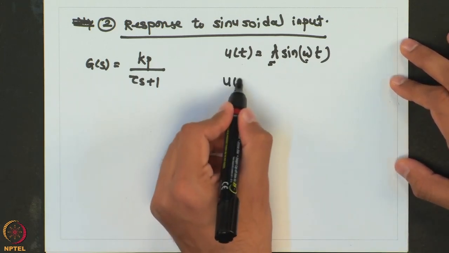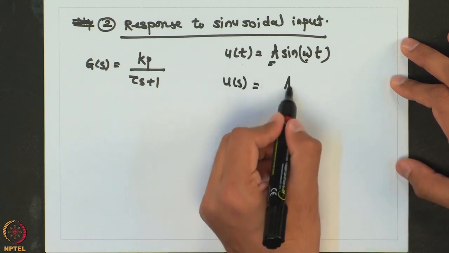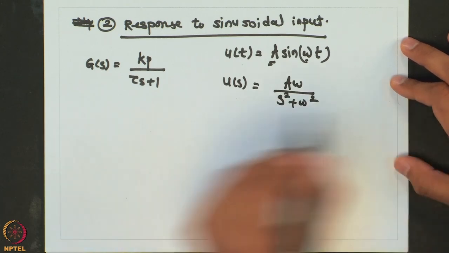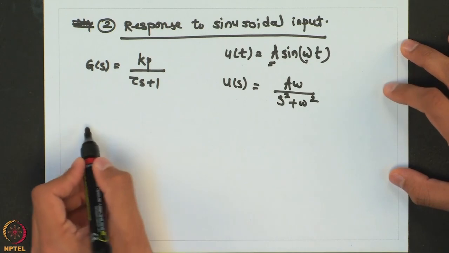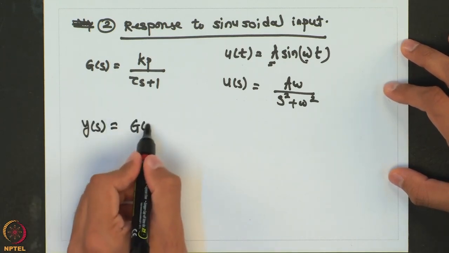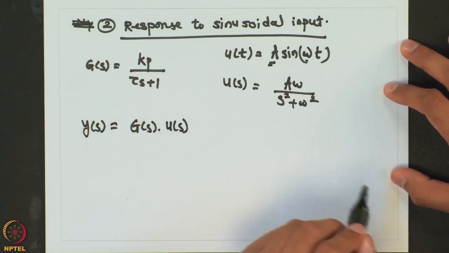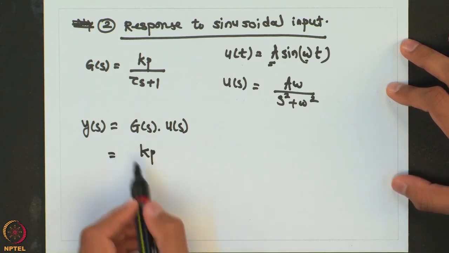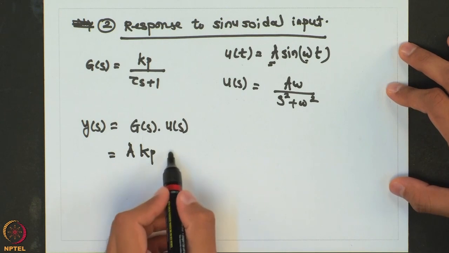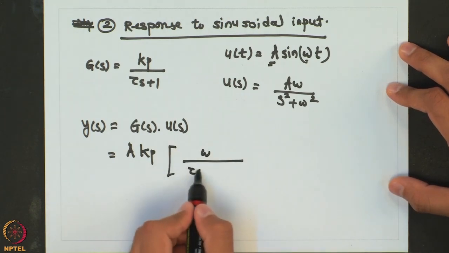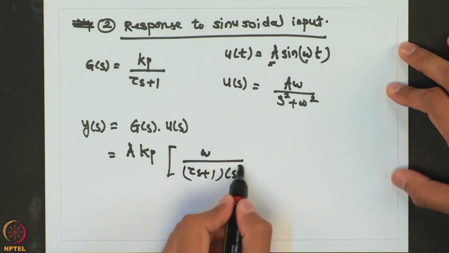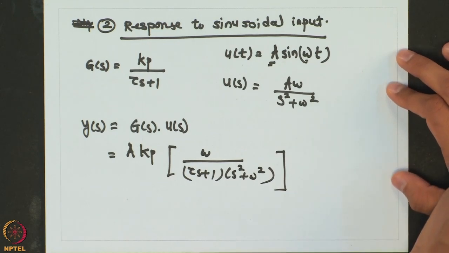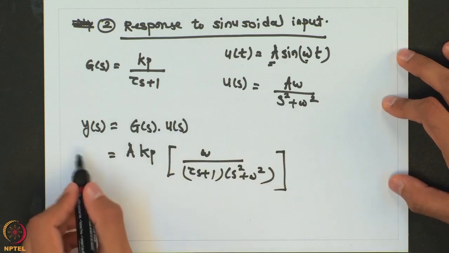So in that case, the Laplace transform of input will be A omega over s square plus omega square. So let us now see what is the effect of this. So we'll have Y(s) is equal to G(s) times U(s), and we will have A Kp times omega over tau s plus 1 times s square plus omega square. So again we will have to use partial fractions.